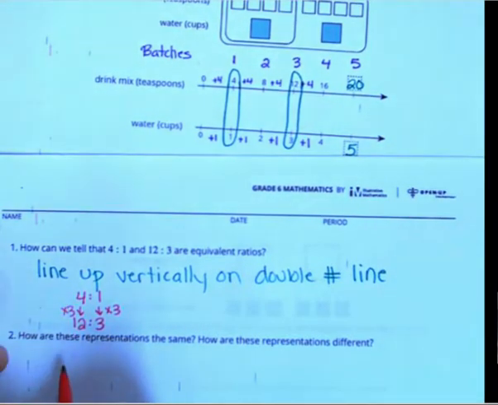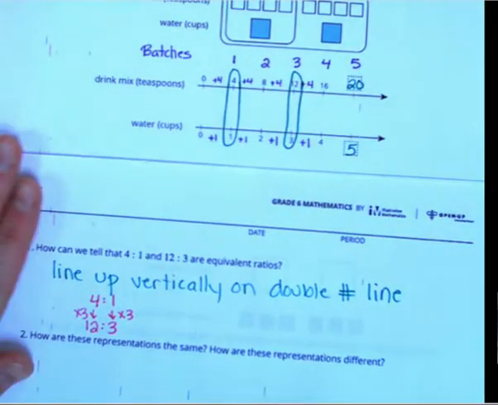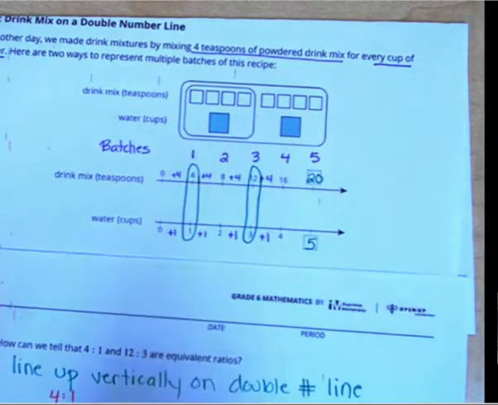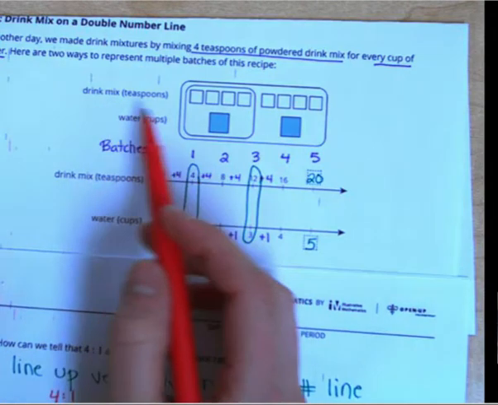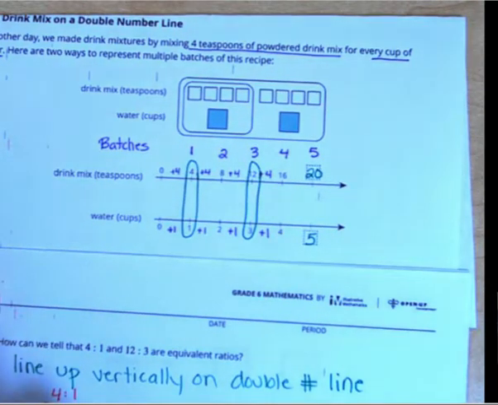Okay, we could think of how these representations are the same and how they are different. So for our double number line and our visual diagram is what they're wondering. How are they the same or different? So if we have the visual and the double number line, they're the same in that they both show different numbers of batches.